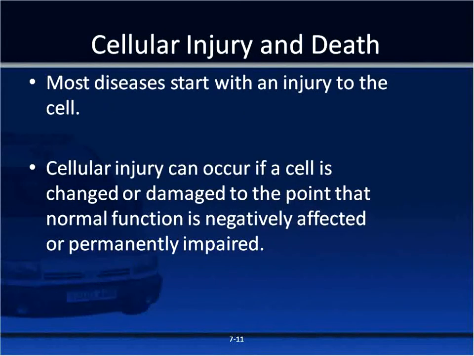Most diseases start with an injury to the cell. Although cells have the ability to adapt to their environment to protect themselves from injury, cellular injury can occur if the cell is changed or damaged to the point that normal function is negatively affected or permanently impaired.